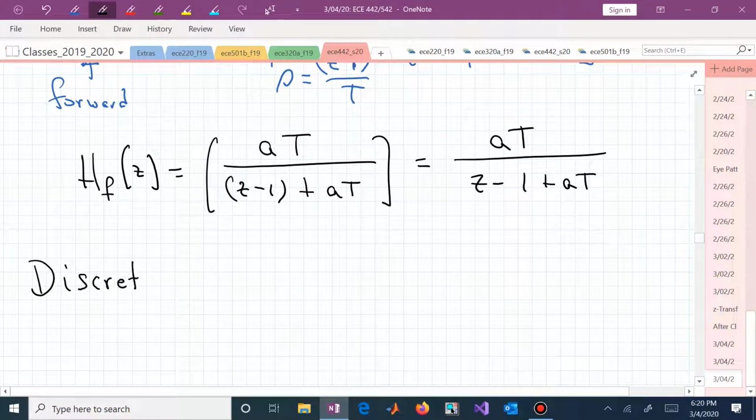I want you now to answer some of the same questions we were asking for the analog case, for the discrete case. Where is our pole? Or do we have multiple poles? Where is the pole?